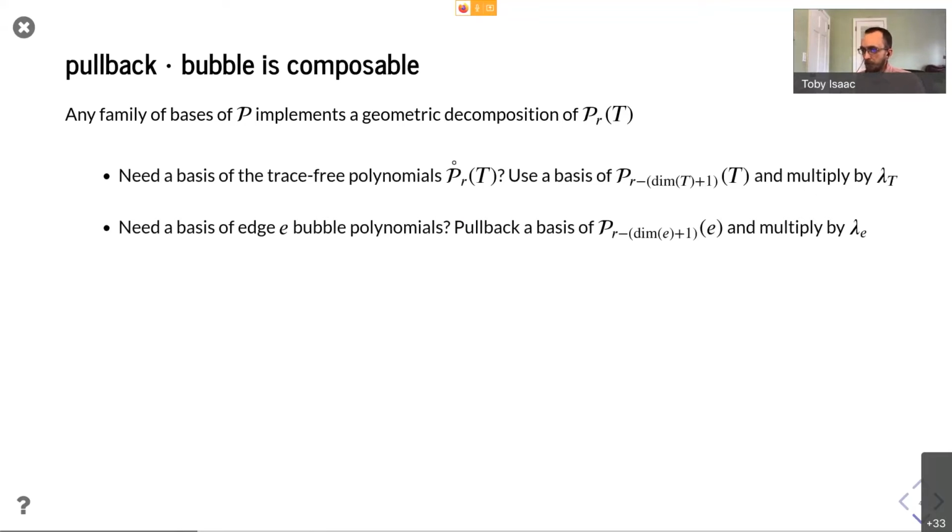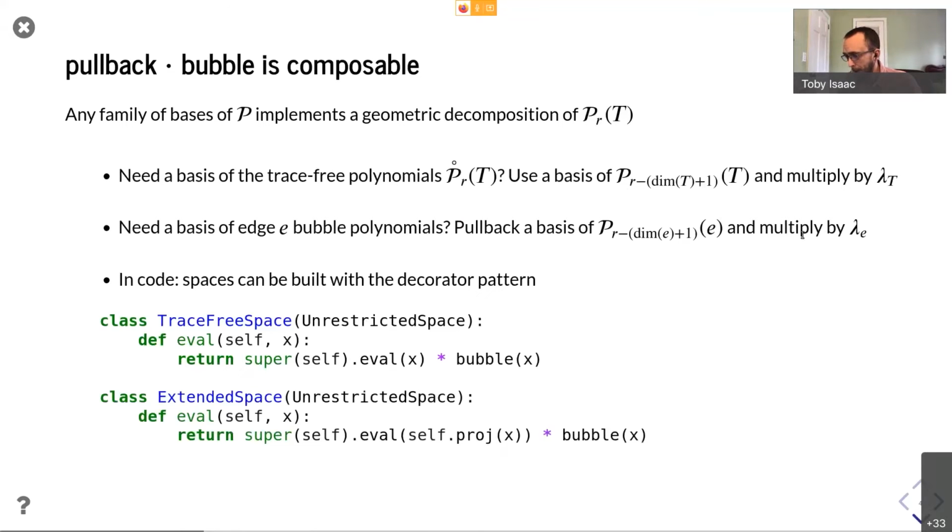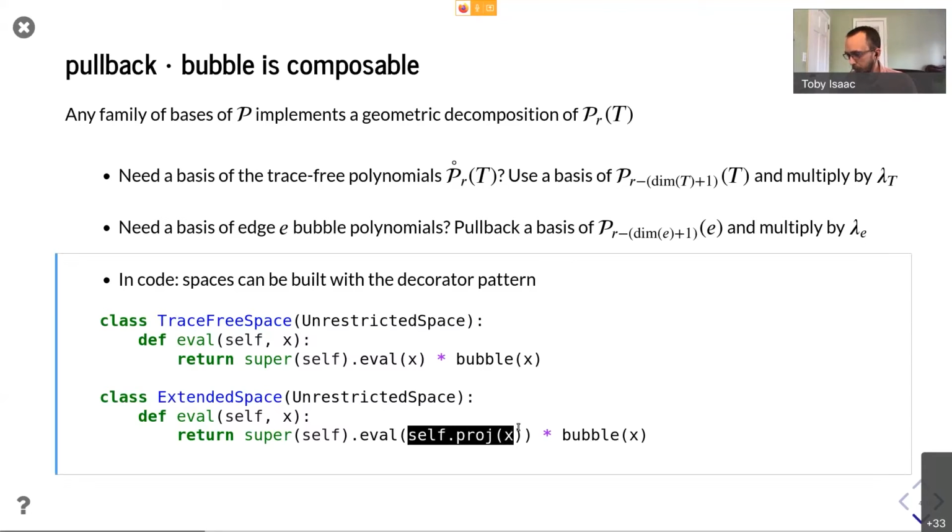So if you need a basis for the trace-free polynomials, you can use a basis for the unrestricted polynomials and just multiply by the bubble function. And if you need a basis for the edge, you could do likewise. And so in code, if you're working, for instance, in Python, this lets you get a lot of reuse out of things that you've already done. You can use a decorator pattern to construct a trace-free space out of an unrestricted space where you just compose the evaluation. Likewise with the extension, if you throw in that projection operator.